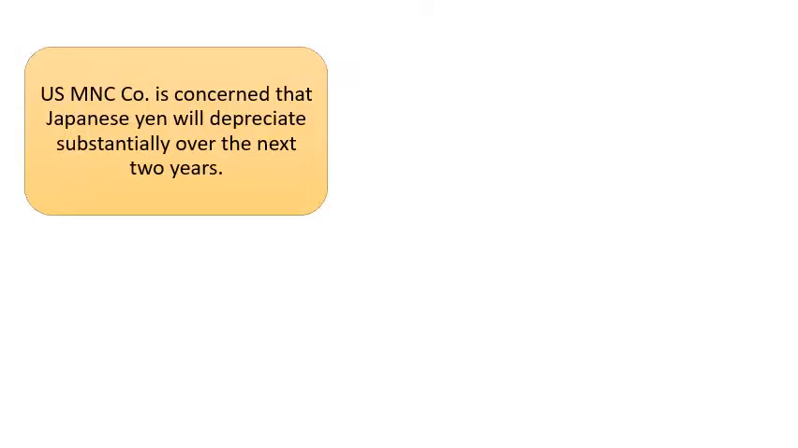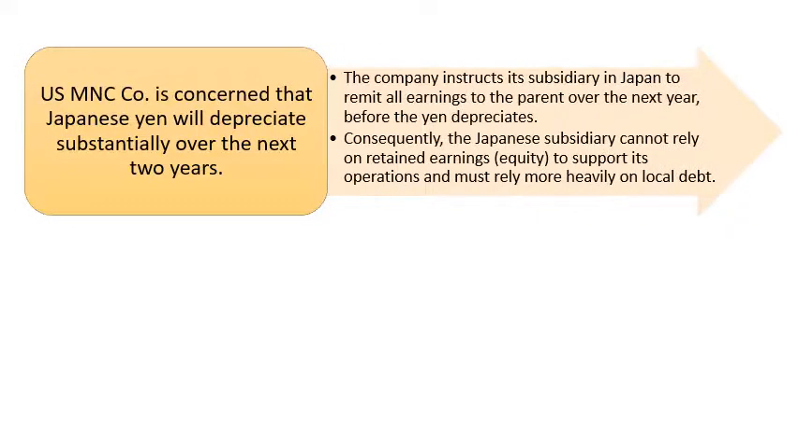Let me show an example. If the multinational company is concerned that the Japanese yen will depreciate substantially over the next 2 years, what will be the decisions of the multinational company? The company will instruct its subsidiary in Japan to remit all earnings to the parent over the next 2 years before the yen depreciates. Consequently, the Japanese subsidiary cannot rely on retained earnings to support its operations and must rely more heavily on local debt.